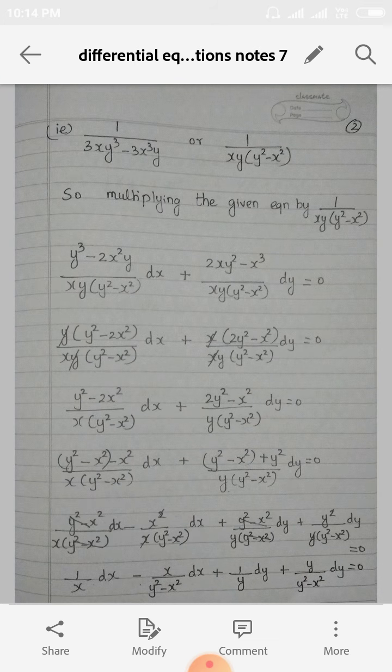Right. From the numerator, take y outside. From the denominator, cancel y. The same for the second term: in the numerator, take the x term outside, and from the denominator, cancel both x terms.